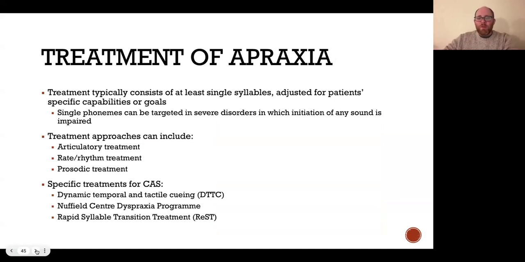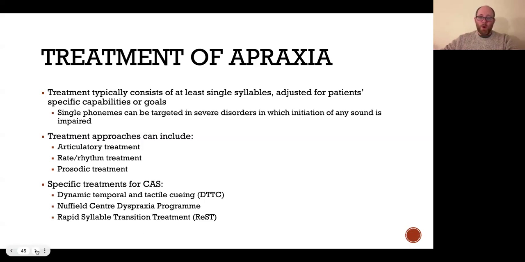And then as far as treatment of apraxia goes, the treatment consists of at least single syllables because we are working on those transitions. But you can adjust obviously up or down based on the patient's capabilities or goals. If you have someone who has such a severe dysarthria that they can't really initiate anything, that's where you might work on a single phoneme, and you might work on just producing "ah" and having volitional control of that "ah." But outside of that, if you have someone who can produce some speech, you're really going to work on something that they have to sequence so that they're working on that sequencing skill.